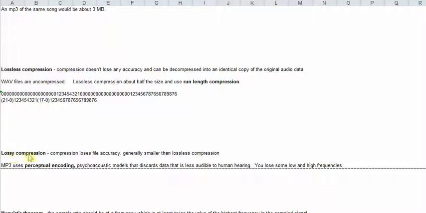Lossy compression with MP3s loses file accuracy, and generally the file size is smaller than lossless compression. MP3 uses perceptual encoding. Perceptual, what we perceive, means psychoacoustic models. So this is using psychology, acoustic models that discard data that is less audible to human hearing. Basically, in short, you lose some very low frequencies and very high frequencies. The quality of the sound isn't as good, but most people won't notice the very high and very low frequencies that are lost.